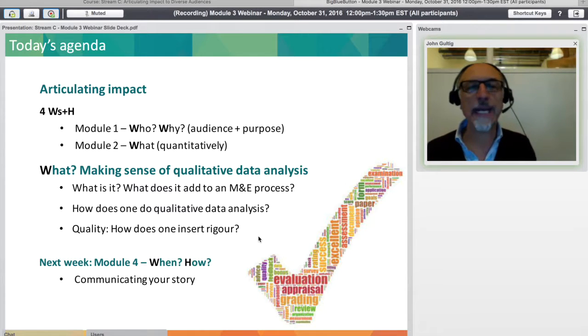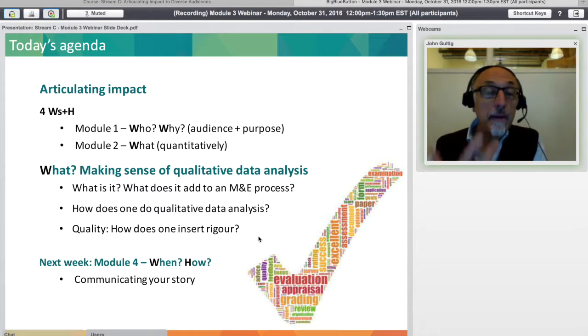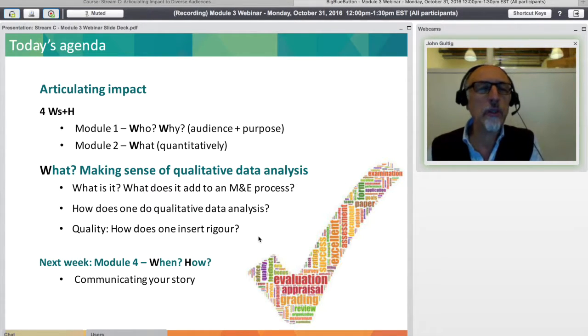Just to put this in context, as Piali was saying, this is all about articulating impact. It's about going out to your donors or to your beneficiaries and saying, look, whatever we did made a difference. In our very first module, we looked at communicating it: what are the skills and best practices, who are you communicating to, and what is the reason for your communication. We're going to come back to that in Module 4.